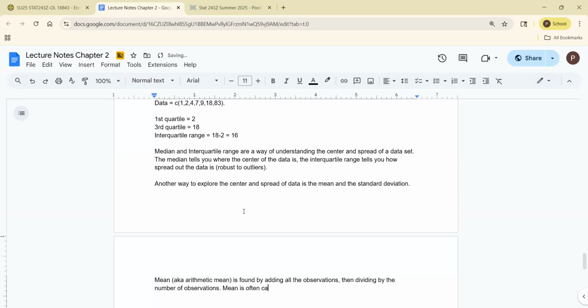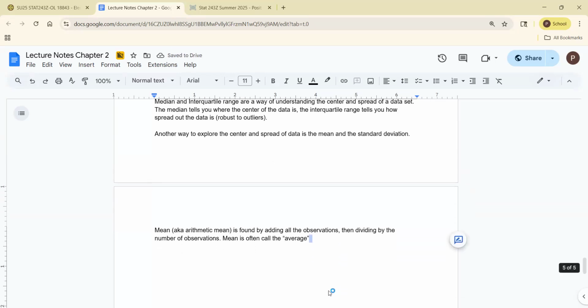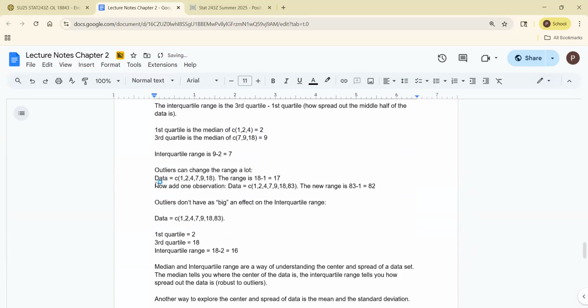Mean is often called the average, and statisticians, for whatever reason, at some point decided to call it the mean, which of course is confusing because mean also means definition. But it's something to get used to. All right, the mean is also often called the average. So let me use an example.